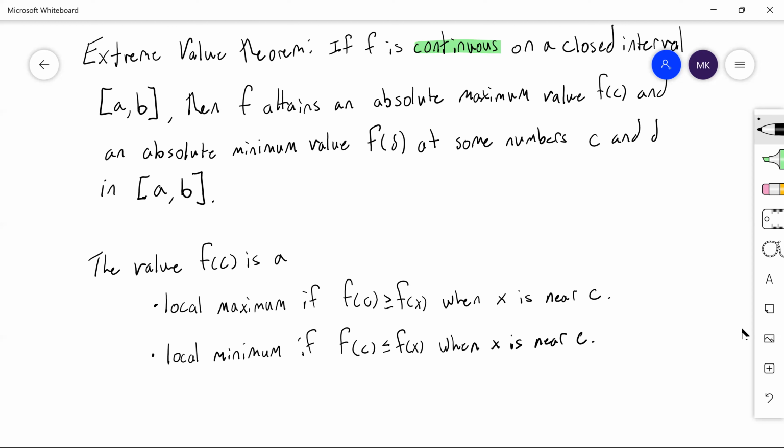Now, this is kind of vague. What does near c mean? It differs depending on the function. If a function has sharp turns, like a sine function with a very short period, near c might mean very close, within less than pi over 8. But if it's a polynomial function that has zeros at 2, 4, and 12, near c could be within 1 or 5 or 6 of c. So local maximum and local minimum are kind of subjective based on the function.